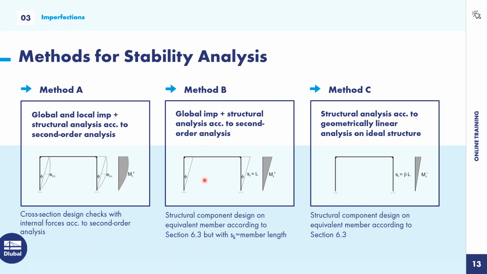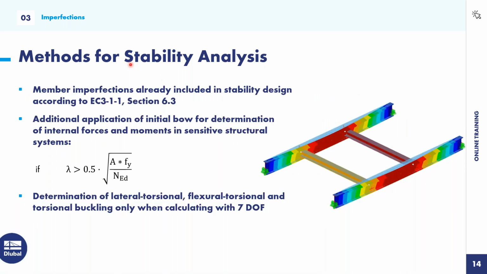On top of that, we apply imperfections globally. So only these initial sway imperfections. And then we can take the member length as the equivalent member length in order to perform our stability analysis. So yeah, what do we need to consider else? The member imperfections are already included in the stability design according to Eurocode 3.